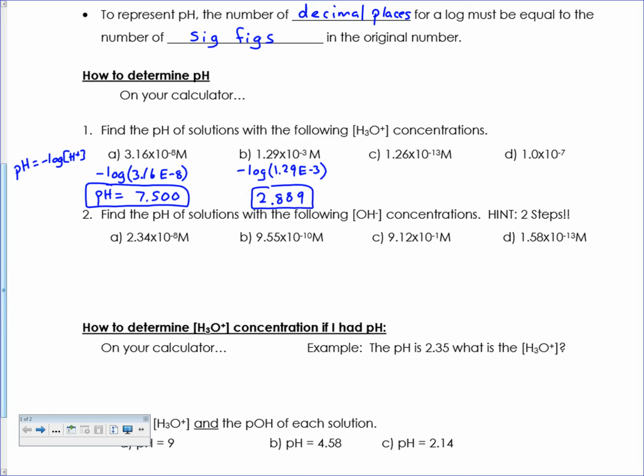pH on the next one, again, just take the negative log of it. You should get 12.900. And then taking negative log of 1.0 times 10 to the negative 7th, you get 7.00. This one has one less decimal place because the original number had one less sig fig. So that's how that one works.